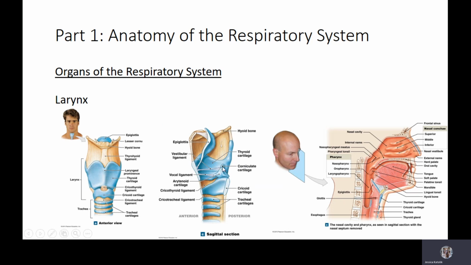Two more cartilages. We have the corniculate cartilage and the arytenoid cartilage. The arytenoid cartilage is attached to the vocal cords or the vocal folds, and this arytenoid cartilage can actually be attached to muscles that will help stretch and relax the vocal cords, allowing us to change the pitch of our voice.